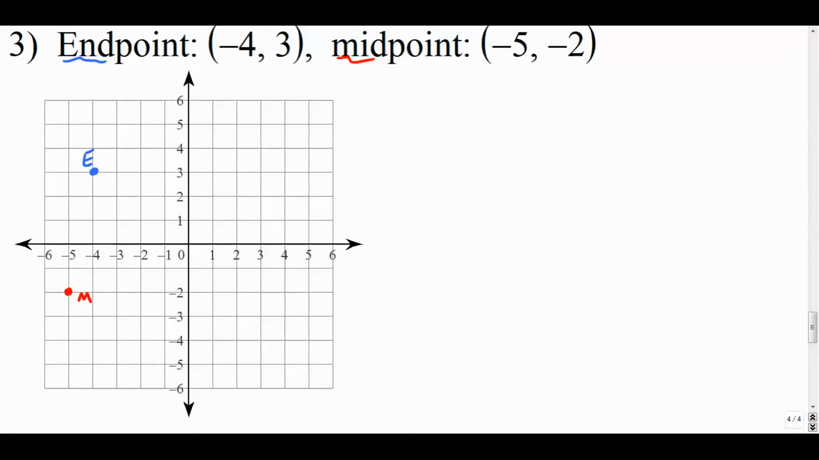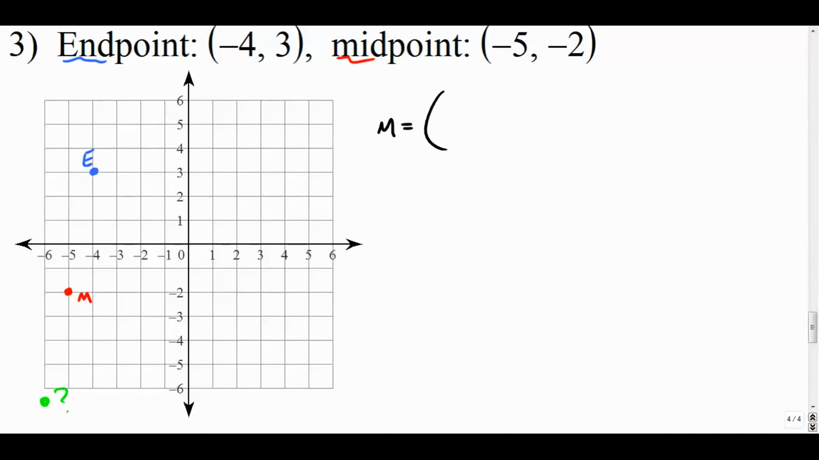And I'm looking for the other endpoint of this sort of imaginary line segment. So if you can imagine, if this is our midpoint and this is one of our endpoints, our other endpoint's got to be like down here somewhere. And that's what we're looking to find. Alright, so let's do this. Let's write down our midpoint formula.